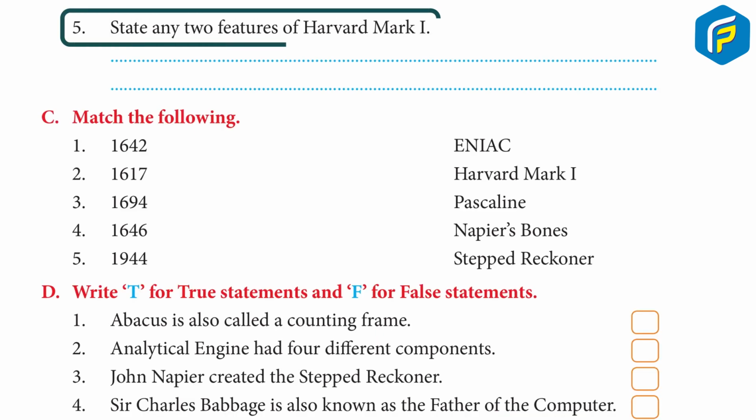5. State any two features of Harvard Mark I. Answer: the two features of Harvard Mark I are: 1. It is also referred to as the Automatic Sequence Controlled Calculator. 2. It is a general-purpose electromechanical computer.